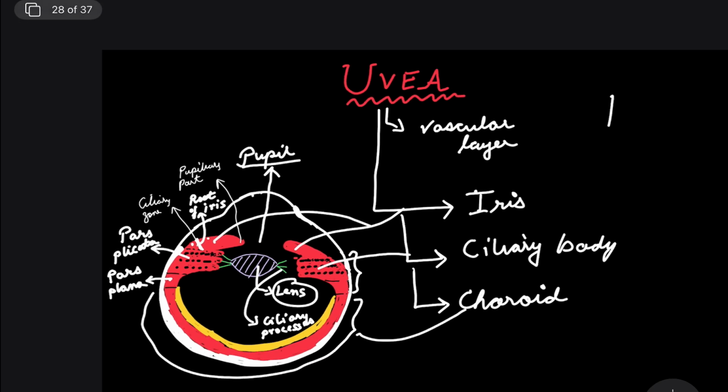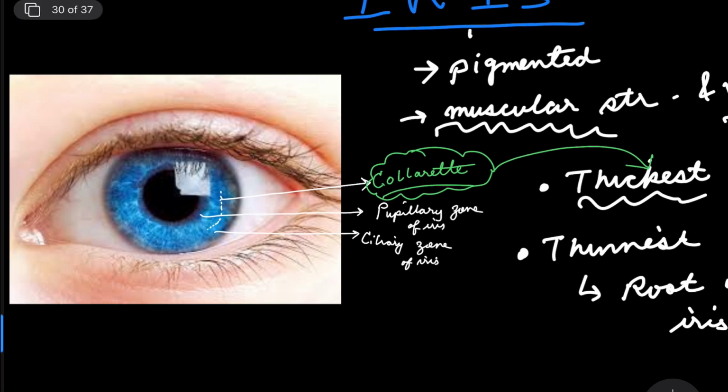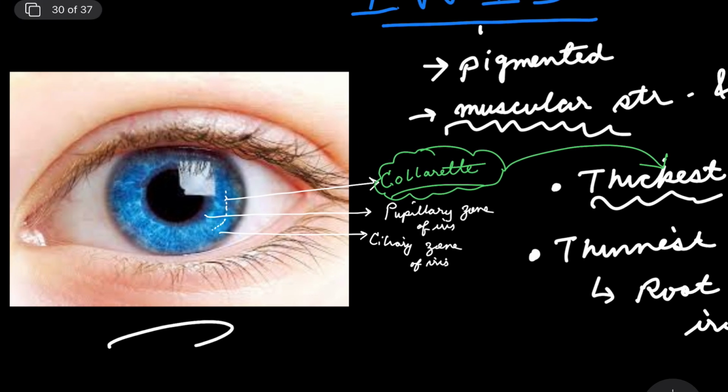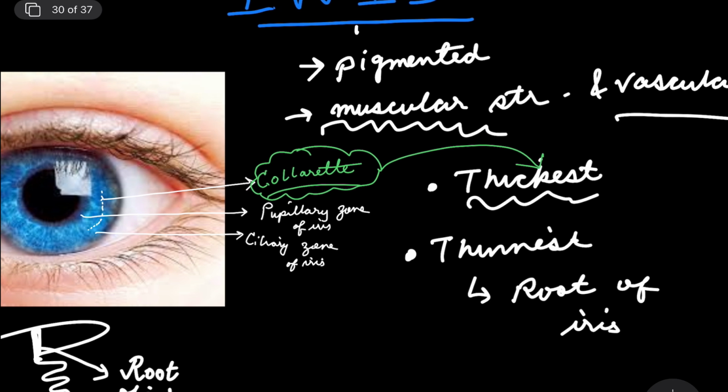So if I draw it again, I'll show you in a much simpler way. So suppose this was the iris and this over here is the pars plicata. So this is where the ciliary body has started. So basically what I'm saying is this part where the iris is attached to the ciliary body, this is the root of iris. Root of iris is where iris is thinnest, which means wherever a structure is thinnest, obviously that means that the site of detachment of iris is most commonly from its root.